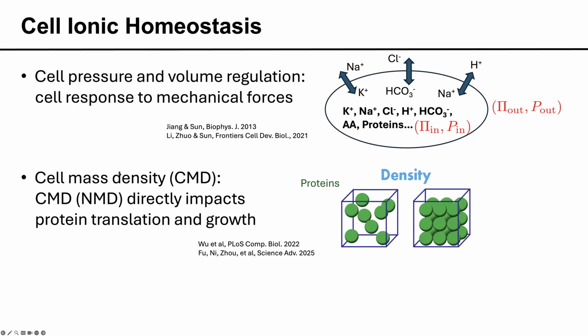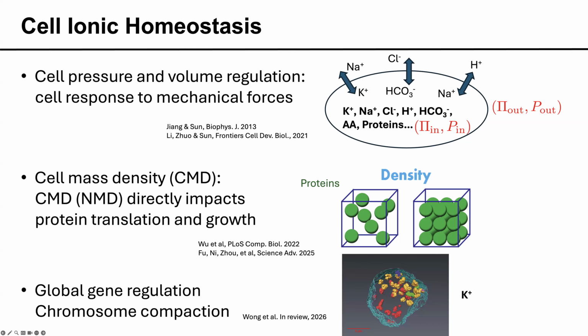And because ionic concentrations ultimately determine protein concentrations, this question is also related to cell mass density, which has been a recent interest in the field. There have been a lot of interesting papers on how cell mass density potentially influences questions like cancer and aging. Cell mass density is related to ionic homeostasis because if you change ionic concentrations, you will impact protein concentration. And in some papers that we published recently, we showed that cell mass density, CMD, and also nuclear mass density will impact protein translation and growth.